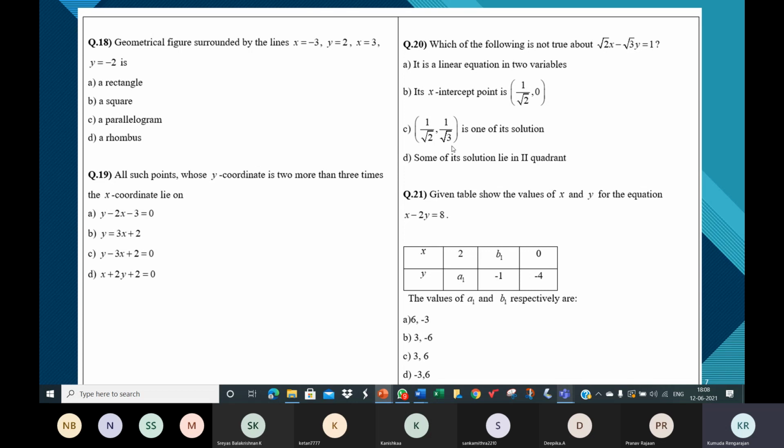I'm sure some of you are struggling in substituting and finding the value. X is 1 by root 2. When you substitute 1 by root 2 here, root 2 and root 2 will cancel. So you'll have 1 there. 1 minus, when you substitute 1 by root 3 here, root 3 cancels. Again, 1 you have. 1 minus 1 is 0. We have 0 in the LHS, but the RHS is 1. So the LHS is not equal to the RHS. So this is not true.